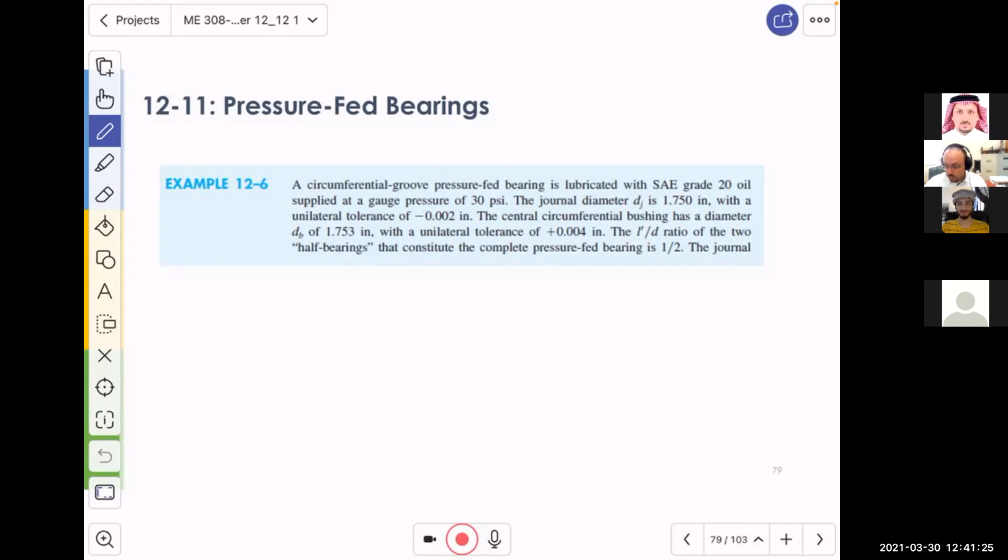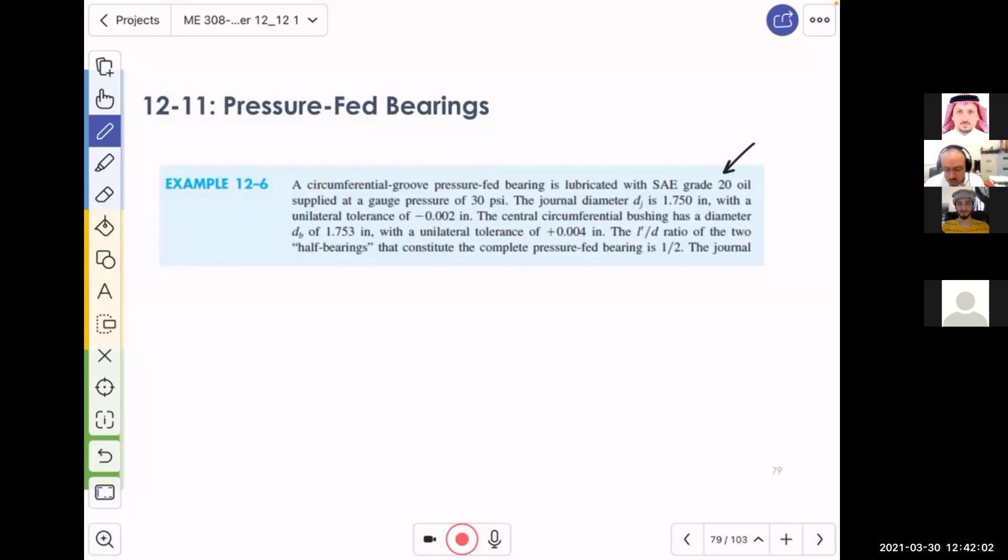So here, what are we going to do? We're not going to solve this problem. We'll not have time to do so. But I want to introduce the problem to you. It says here, we have a circumferential groove pressure-fed bearing lubricated with SAE grade 20. So this is the grade of the oil, which means whenever we look into the viscosity curve, we look at the curve for SAE 20. The oil is supplied at a gauge pressure of 30 psi. That's the pressure by which we are pushing the oil.